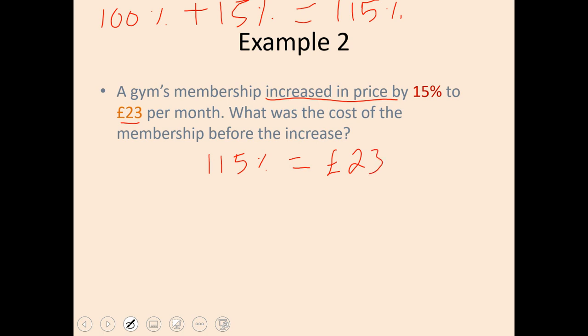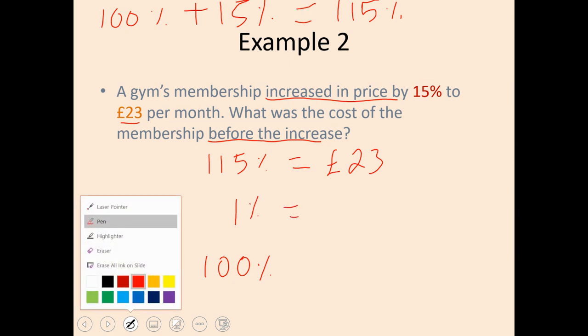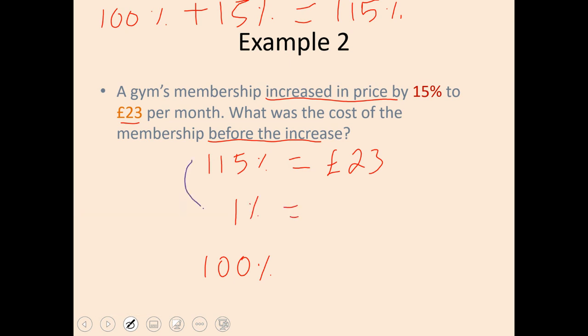Again, the question is asking me what was the cost of the membership before the increase? What does that tell me? It tells me that I need to work out the original price, or the original cost of the membership, which is the 100%. So again, I need to work out what 1% is. Well, using the same steps as example 1, to go from 115% to 1%, 115 divided by what gives me 1? Well, of course, it will be 115, because anything divided by itself will give you 1.